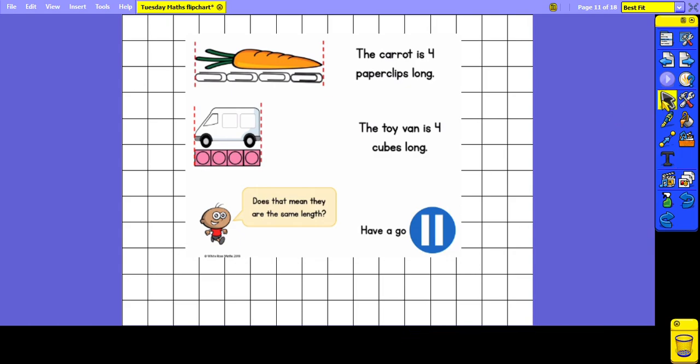And now here we've got a reasoning question. And it says the carrot is 4 paper clips long. The toy van is 4 cubes long. Does that mean that they are the same length? So you need to have a think and you're answering yes or no. And then I would like you to think of a reason why. So I want you to explain how you know. Pause the video now. See if you can tell your adult what you think the answer is.